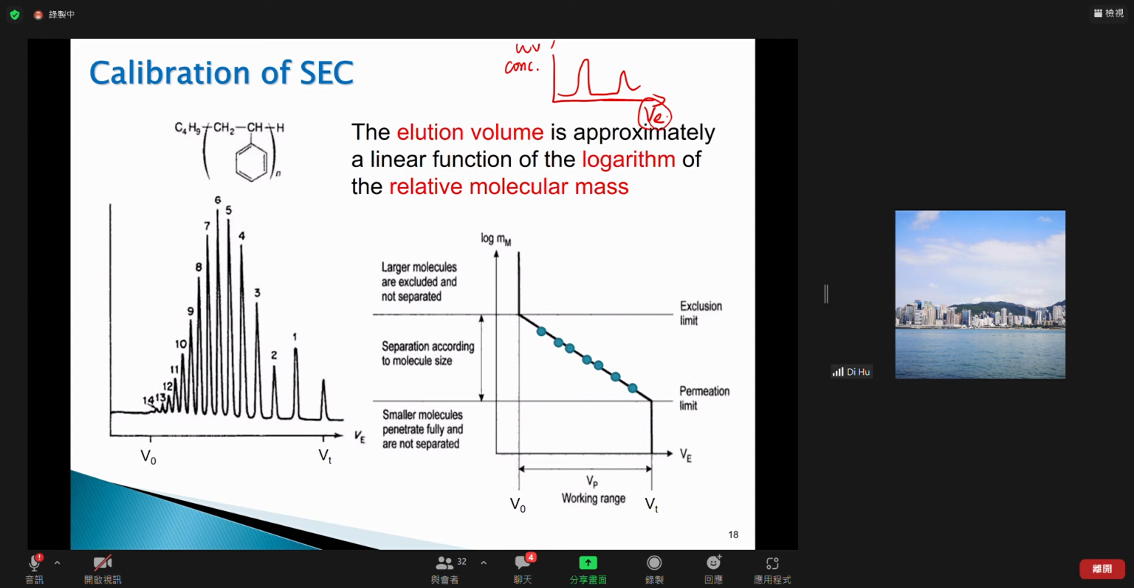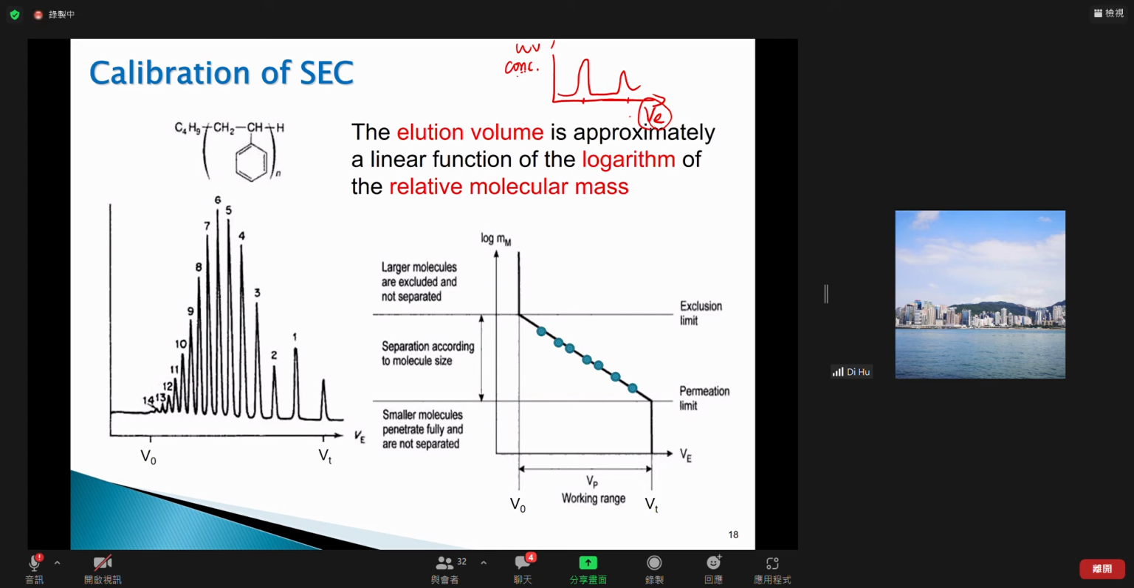Okay, and you want to build a connection, not with VE for that one. According to VE, as you told me, a large molecule comes out early, with a smaller VE, and a smaller molecule comes later, with a larger VE. I want to build a connection between VE and molecular size. So calibration is not building a relationship between VE and the response. No, it's building a connection if we want to measure the molecular weight distribution. Okay, so we try to build a relationship between the retention volume and molecular size.